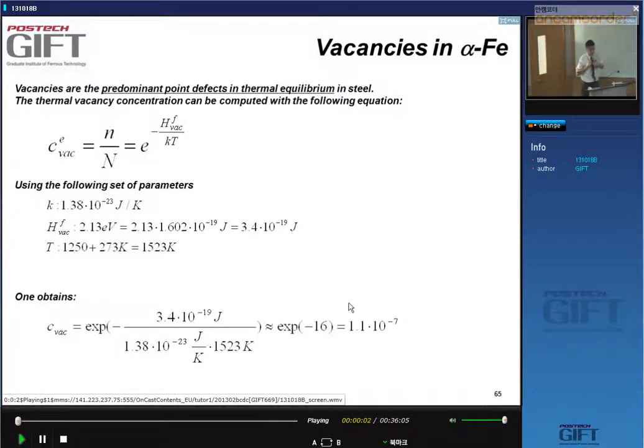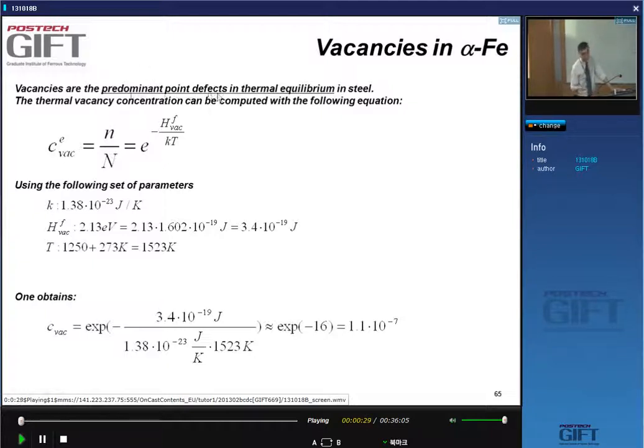Then we'll start with that. So let's just start with vacancies, because they're really important. I'm not going to go into this in too much detail, but you know that they're very important, for instance, for diffusion, right?